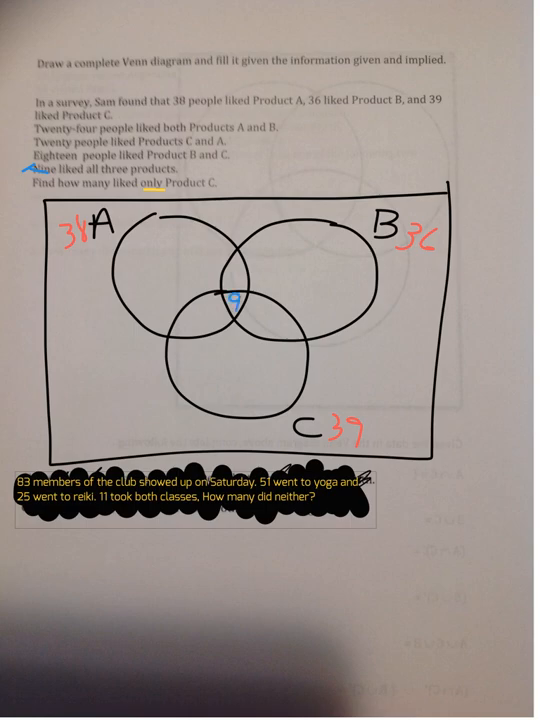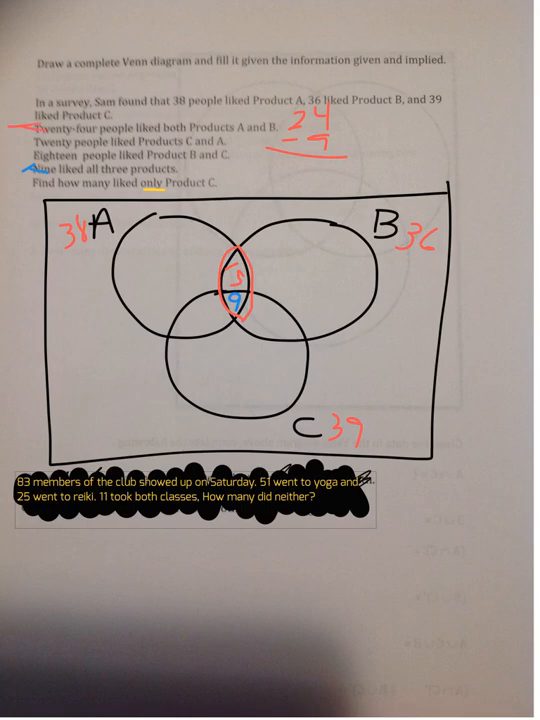Now it says 24 people liked both products A and B. So this is the A and B section. 24 liked what's in this. But here's the kicker. We already have 9 in there. So we have to do 24 minus 9, which will give us 15, because we have to count that 9 as part of that 24.